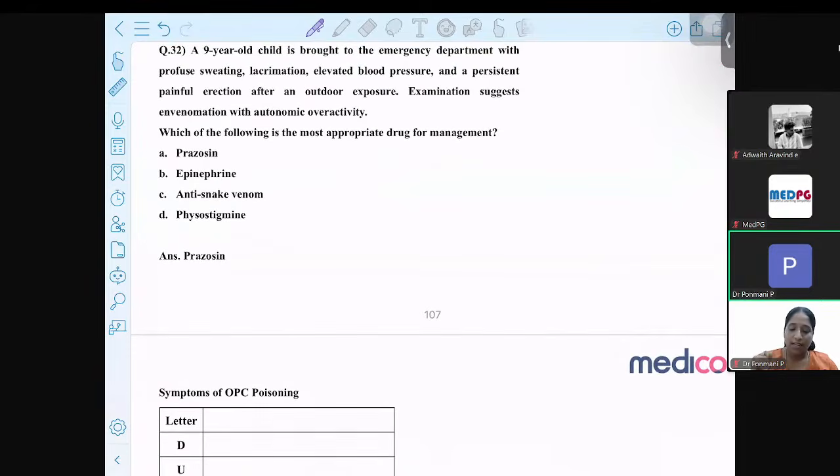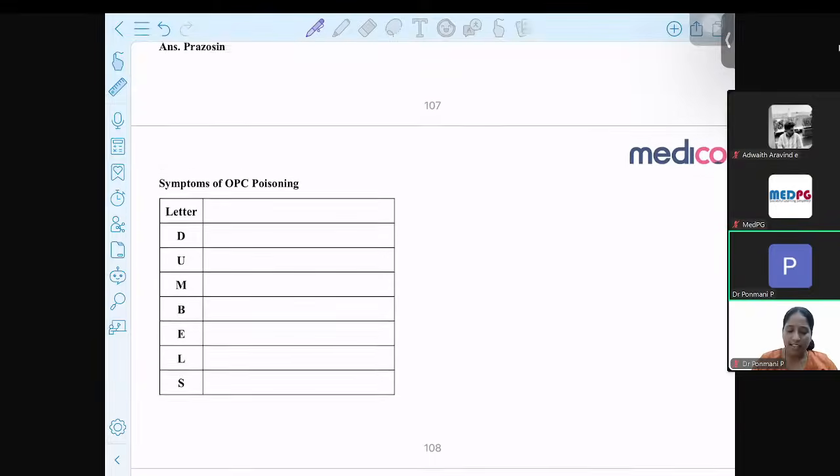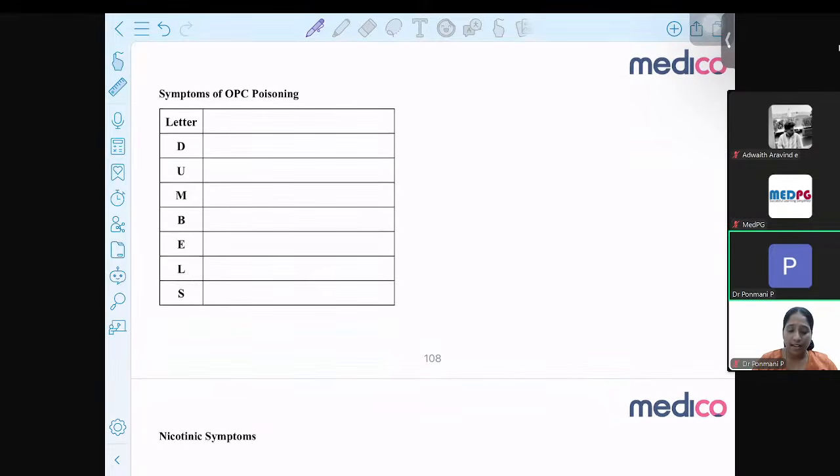Now coming to the next question. A child is brought to the emergency with sweating, lacrimation, elevated BP, and painful erection. Examination suggests autonomic overactivity. What is the management? So now we need to differentiate what poisoning it is. What are the symptoms and signs of OPC poisoning? They can be remembered with the help of a mnemonic called DUMBBELS. D for diarrhea, U for urination.